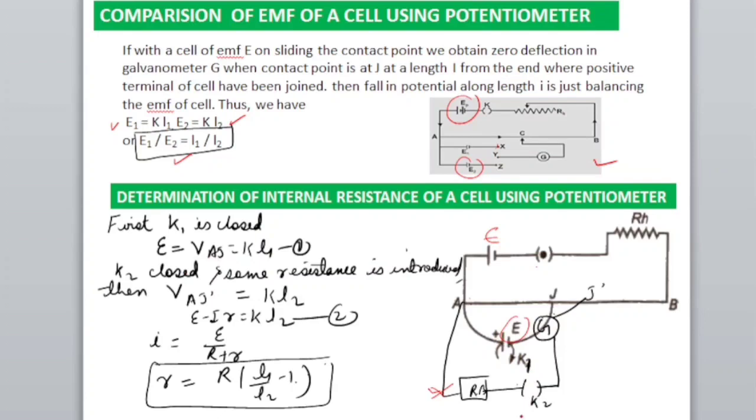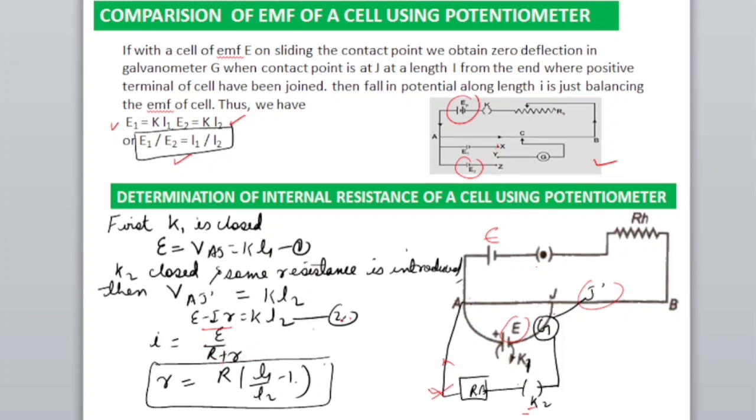Now next, close this key K2 also, then current flows through this resistance. Now this time the galvanometer shows no deflection at this point J dash. So the potential difference across AJ dash is not the EMF of this cell because the circuit is closed. This is the terminal potential difference, and it is equal to E minus Ir equals KL2. And I is what? E by R plus r. R is the external resistance, r is the internal resistance.